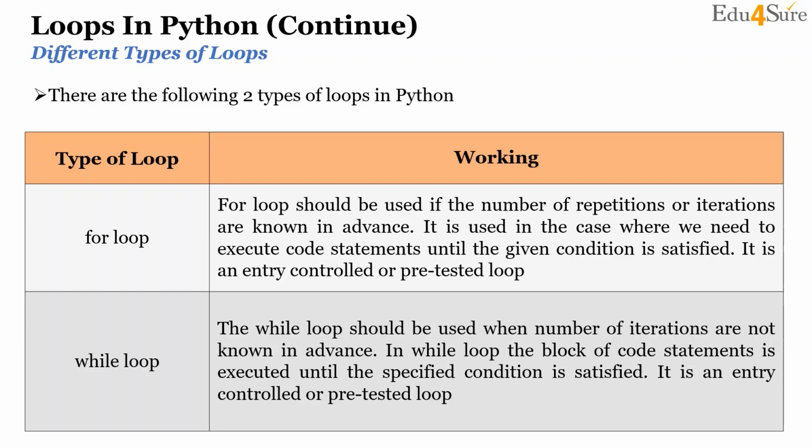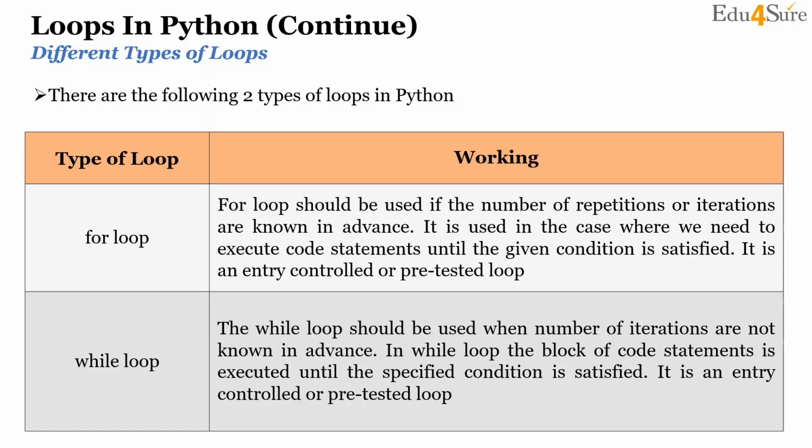By entry control, we mean that first of all, the condition is tested for true or false. If the condition evaluates to be true, then the statements under the for loop are executed. While if the condition evaluates to be false, then the for loop statements are not executed.